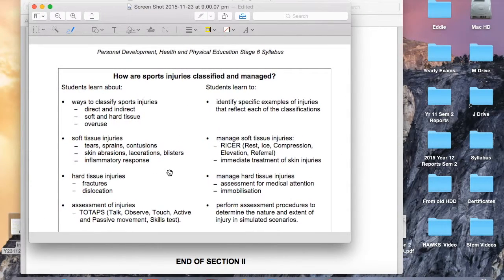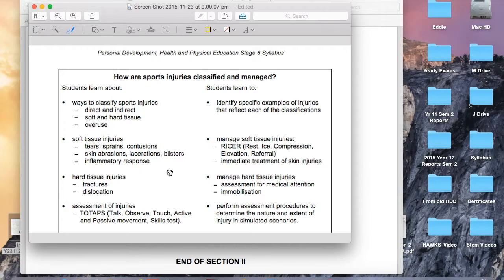The element of the syllabus that we're looking at is assessment for injuries. It's this area here. So those were the areas that you need to look at. Perform assessment procedures to determine the nature and extent of an injury in simulated scenarios. So that's what you're essentially doing here, as per the sports trainer, what he would be required to do.